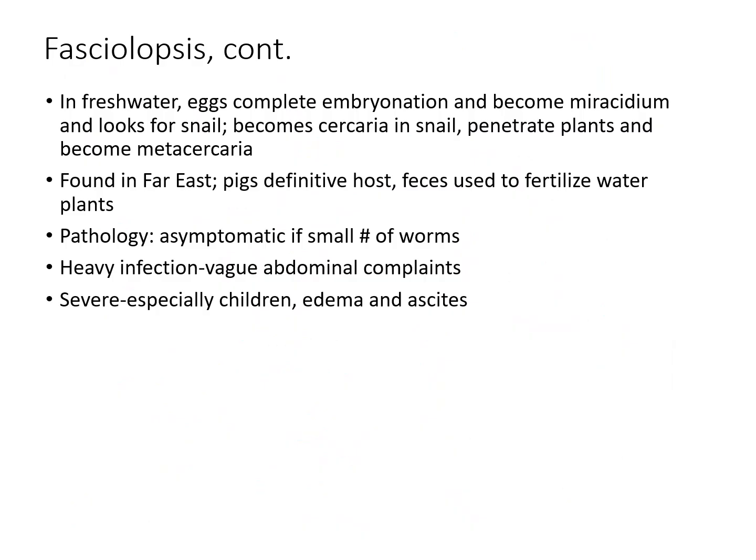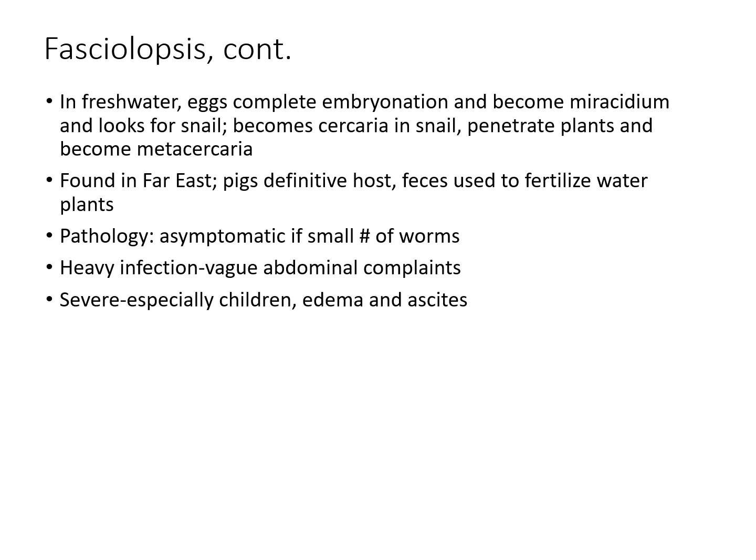Unembryonated operculated eggs are passed in feces of infected humans or pigs. In freshwater, eggs embryonate, forming a miracidium. The snail host is the first intermediate host, so the miracidium hatches and actively seeks a suitable freshwater snail. Inside the snail, it undergoes development, going from sporocyst to redia to cercaria. Then it goes to the aquatic plant stage, which is the second intermediate host. So this is where the cercaria emerge from the snail and penetrate the aquatic plant. They encyst on the surface, becoming metacercaria, which is the infective stage for humans.